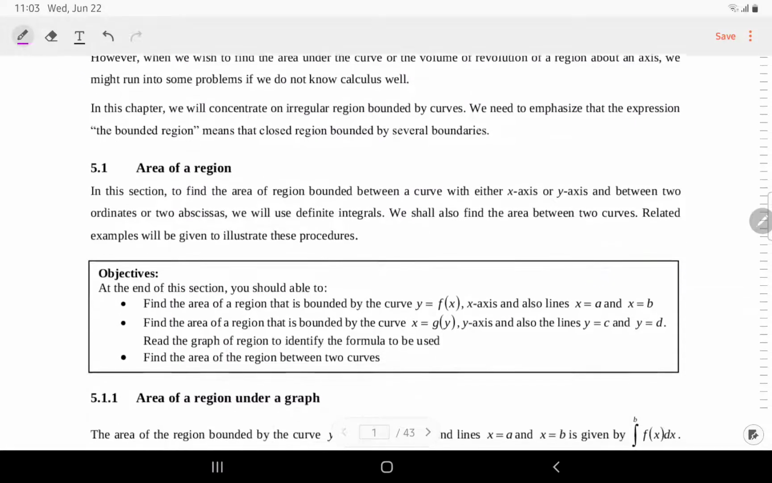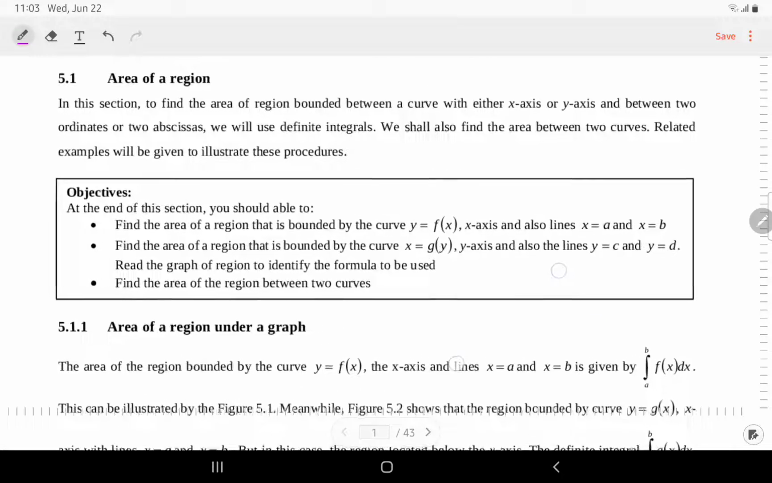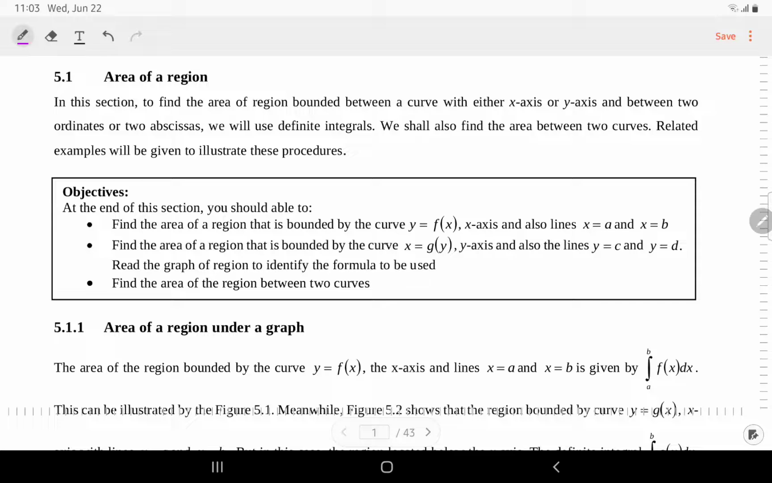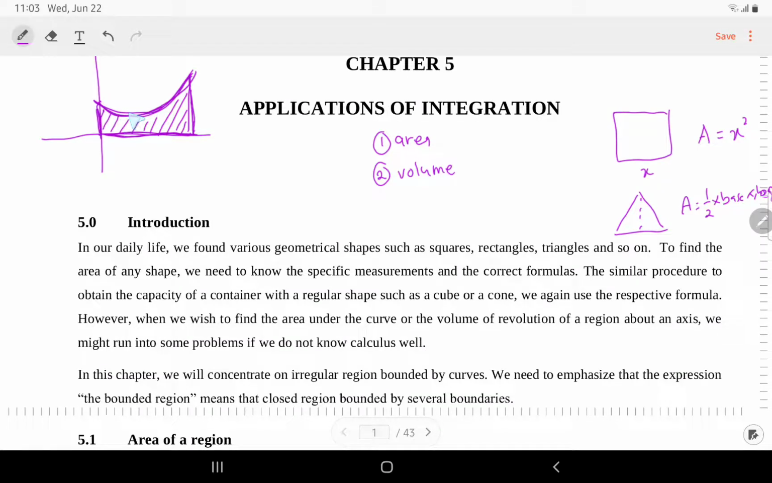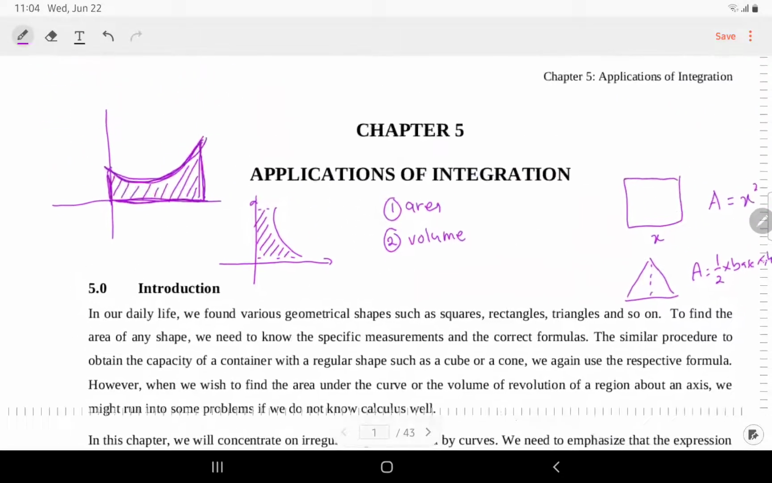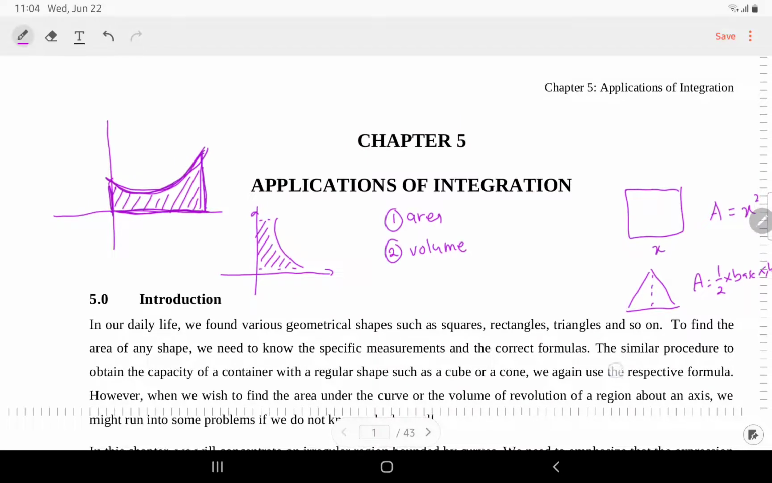The first subtopic is to find the area of the region bounded between a curve and either the x-axis or the y-axis. The example just now was the region enclosed by the curve and the x-axis. There is also a case where the region, for example here, is bounded by the curve and the y-axis. So we have two cases: we want to find the area enclosed by the curve and the x-axis, or enclosed by the curve and the y-axis. For each of these cases we will use a different formula.